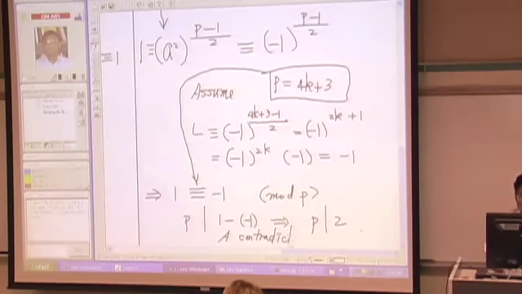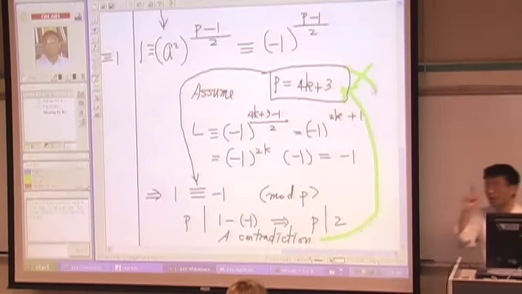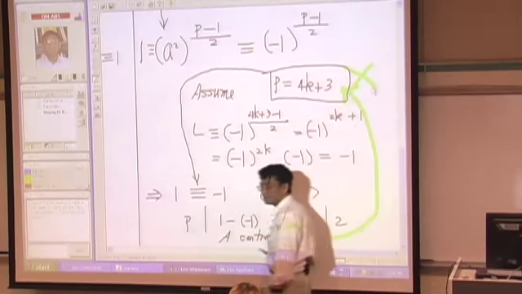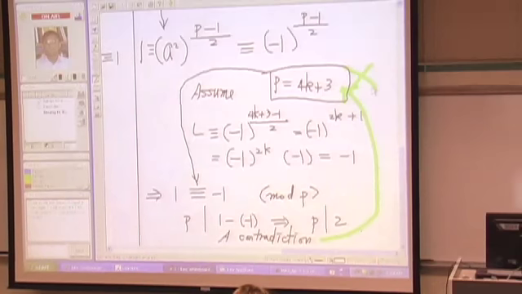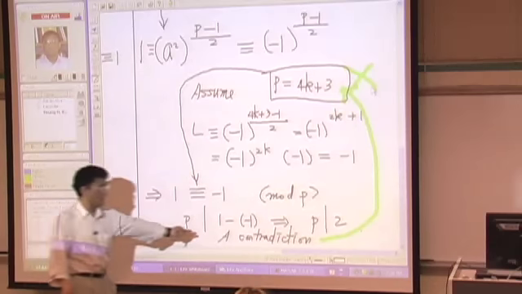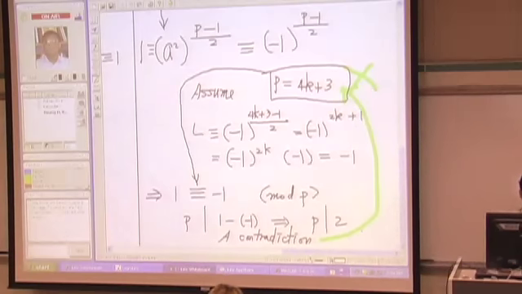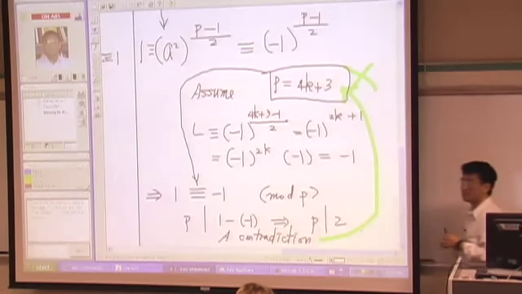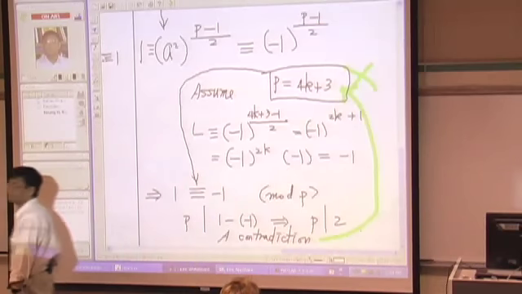In other words, my assumption here is wrong. Because of this wrong assumption, I got a strange result. So now I proved it by contradiction. Do you get it? If P happened to be 4k plus 3, then we will get a contradiction. In other words, P should be 4k plus 1. So I proved this direction, and I will prove the other direction.